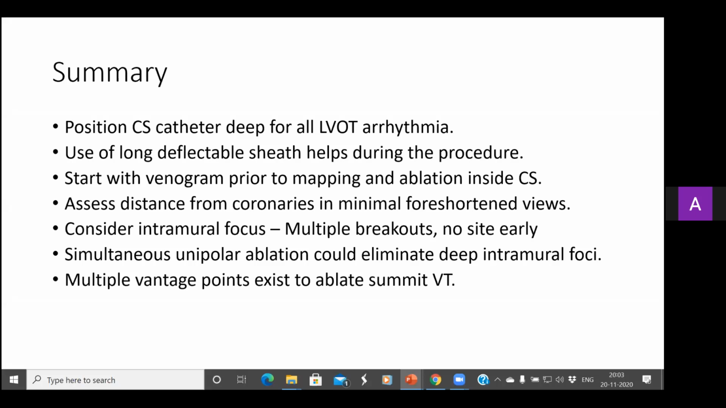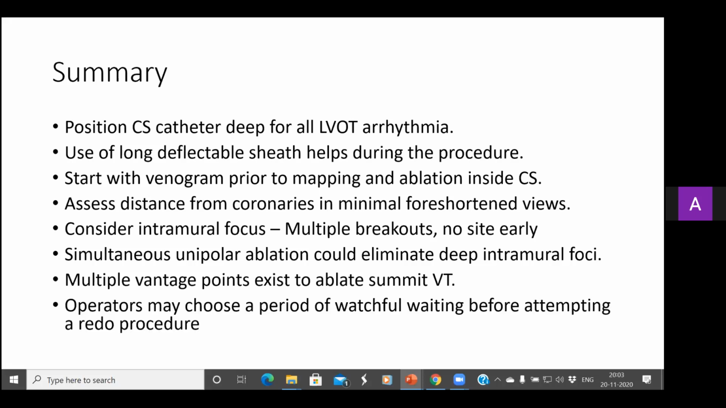Multiple vantage points should be known to deal with summit VT ablation. And operators may choose a period of watchful waiting before attempting a redo procedure. Thank you.